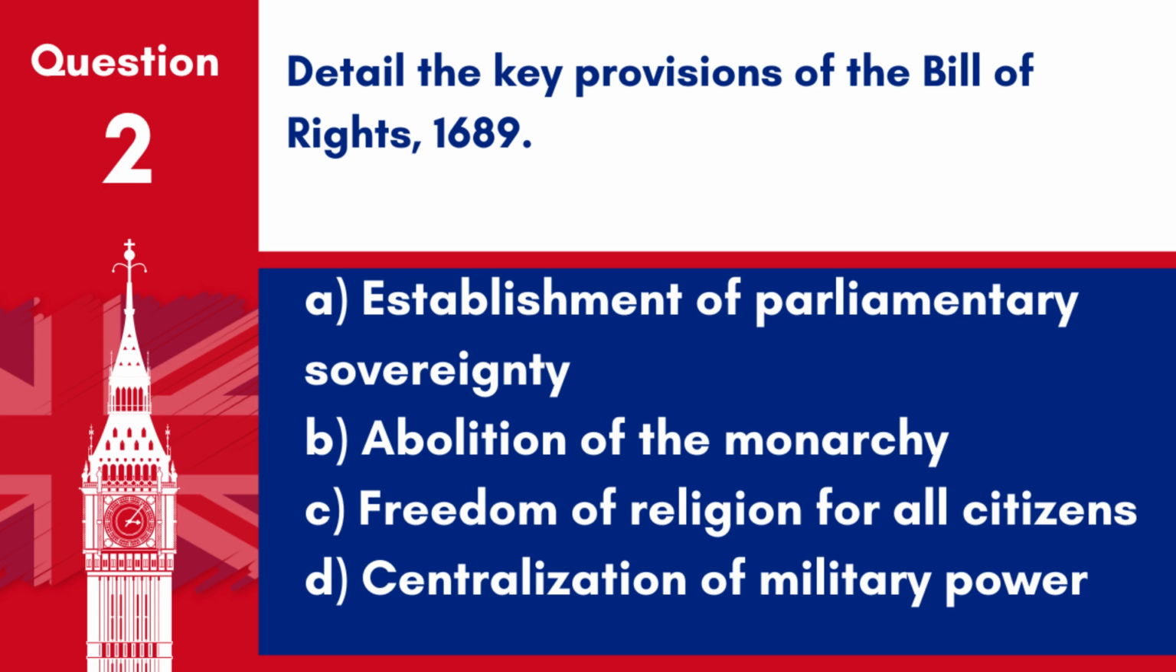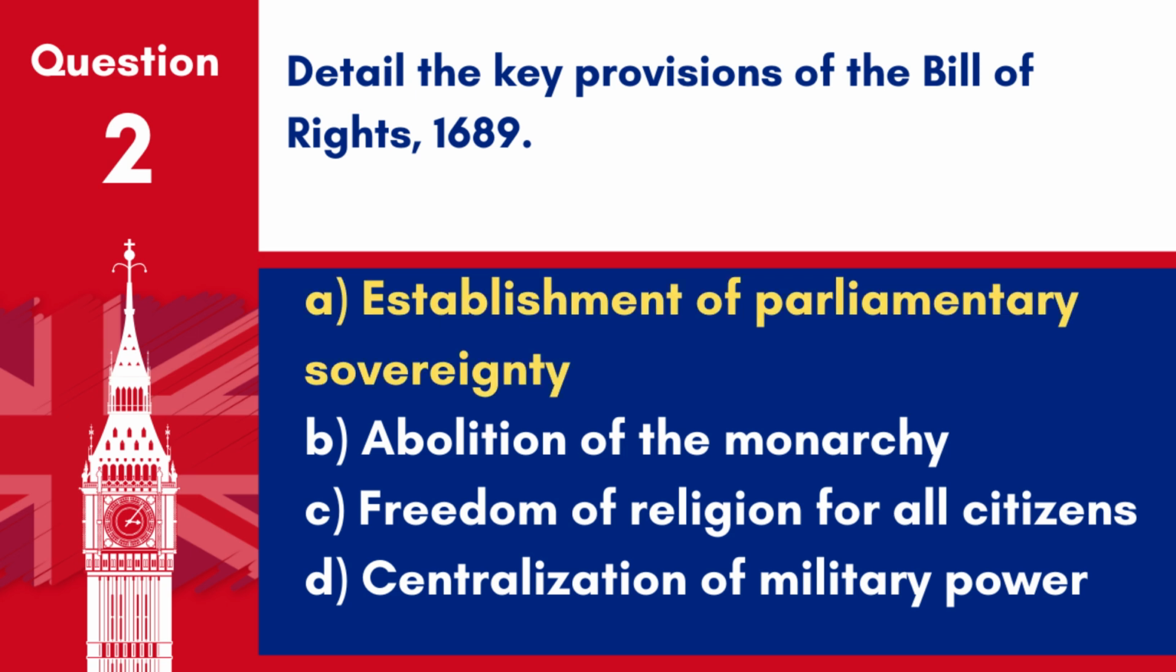Question 2. Detail the key provisions of the Bill of Rights, 1689. A. Establishment of parliamentary sovereignty. B. Abolition of the monarchy. C. Freedom of religion for all citizens. D. Centralization of military power.